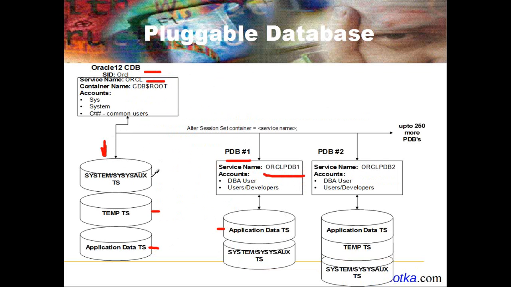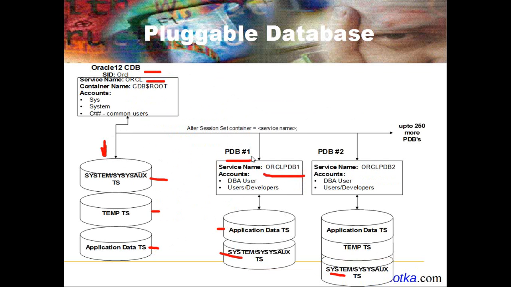Everybody has their own system and sysaux table spaces. Why? Because even the pluggable databases have their own catalogs, okay, and their own things that they're keeping track of. So there's common services at the container database, and then there's application services at the pluggable environment. And if this is a RAC environment, they all can participate in the RAC.